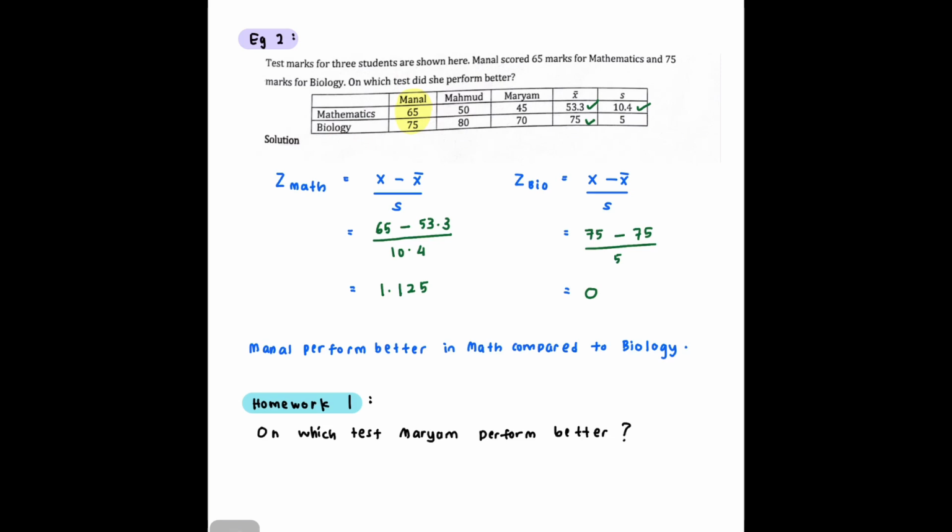Okay, so this is your homework: on which test did Mariam perform better? Just refer to Mariam's marks, and then calculate the z-score for maths and for biology.